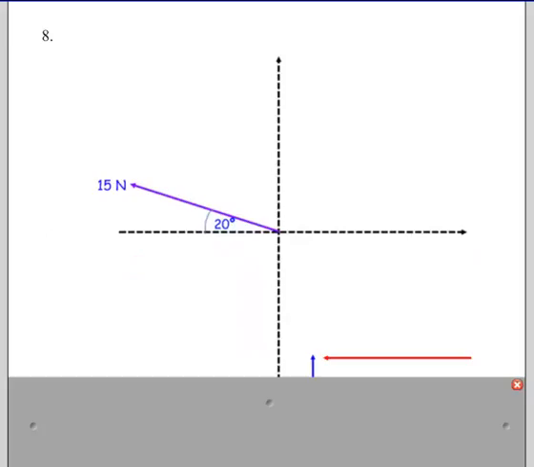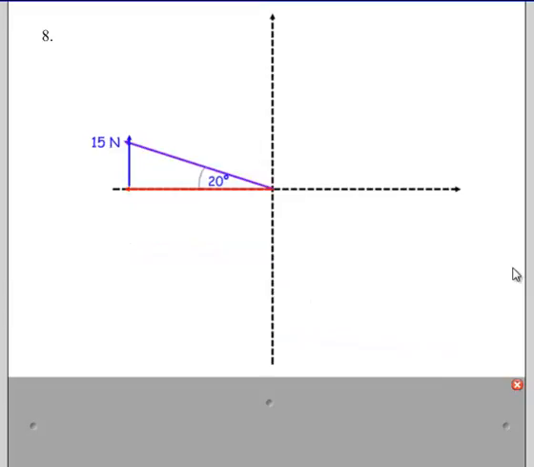Yet a third quadrant. This time again our angles between the horizontal and our vector, our force vector of 15 newtons. The angle can be between the force vector and the horizontal. It can be between the force vector and the vertical. We do the same process. So we put in our vertical or perpendicular components, put in our horizontal component, and now we'll calculate the values.